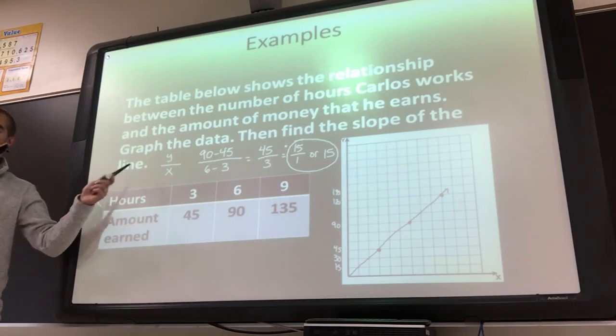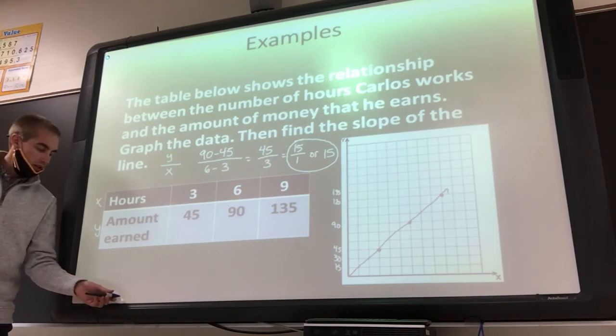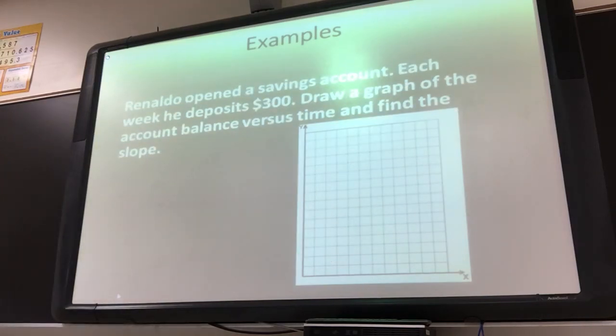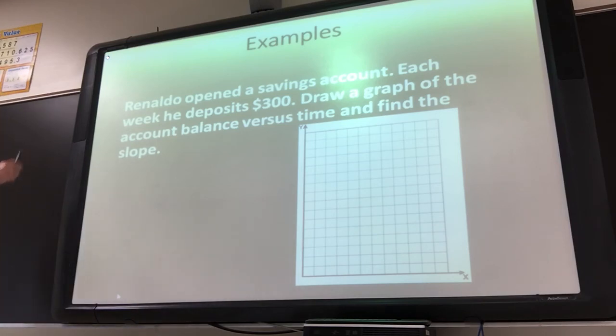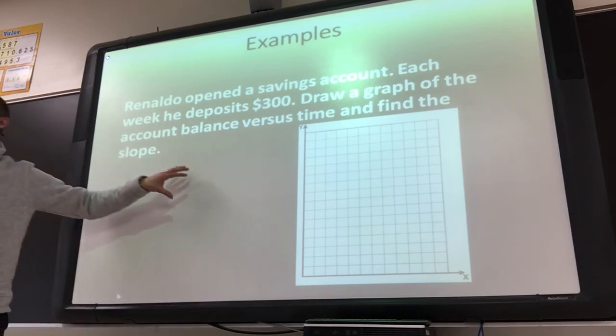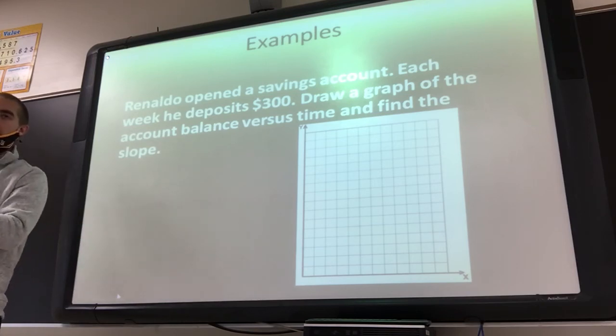So any questions on this one? All right, so let's look at the next one as well. This time, they don't give us a table, which means we've got to create our own points. Okay, so I want to find the slope first, just to prove that we don't have to graph the line to find the slope.